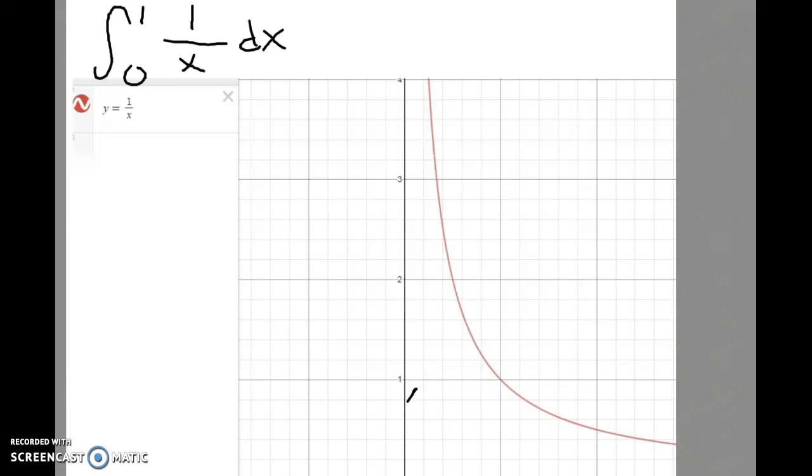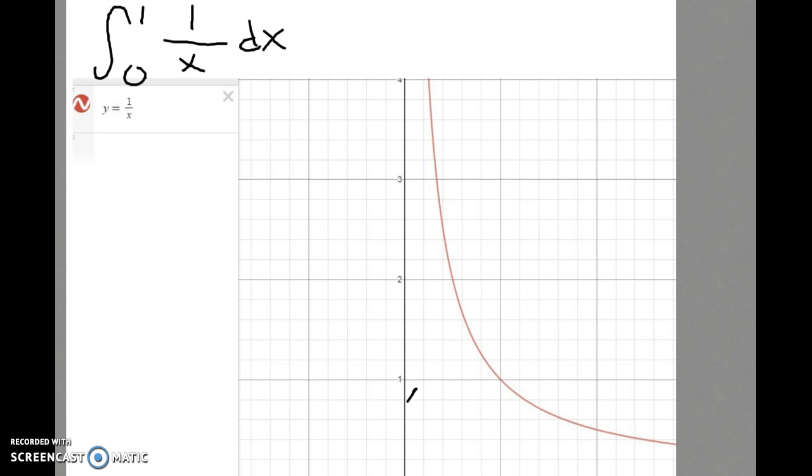Here's an example of another improper integral. This one's not quite so obvious that the integral is improper. The reason that we consider this an improper integral is, well, let's think of it in terms of area again.